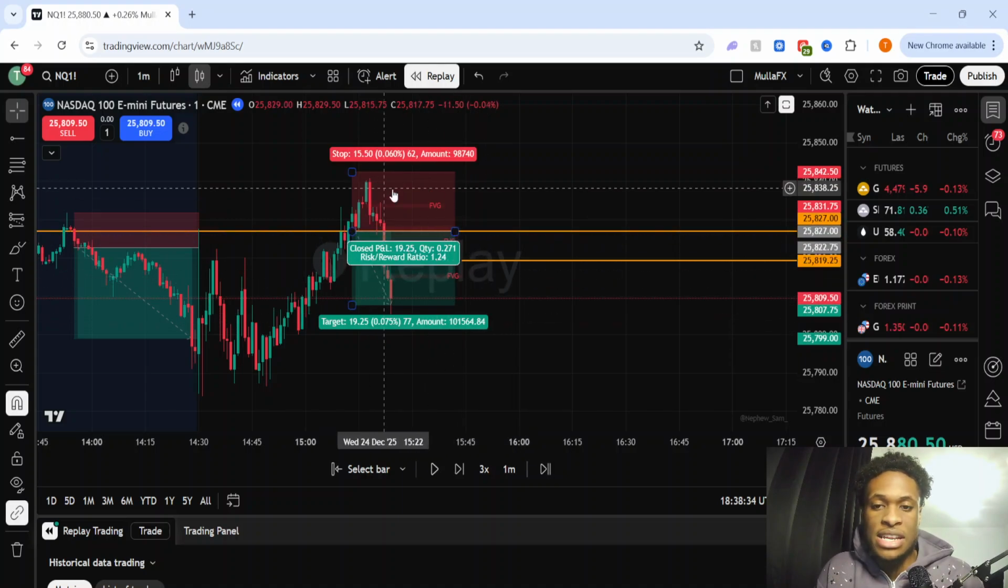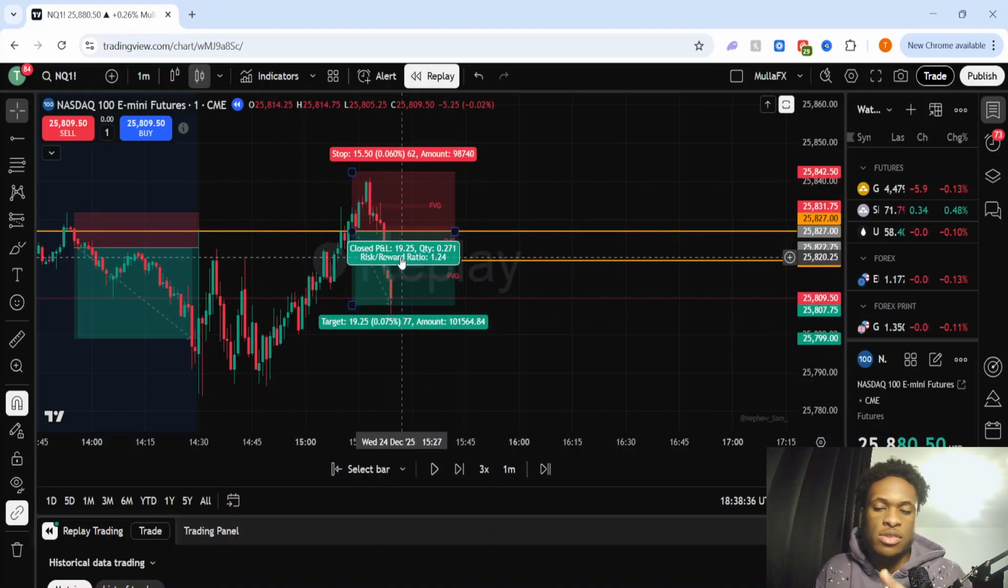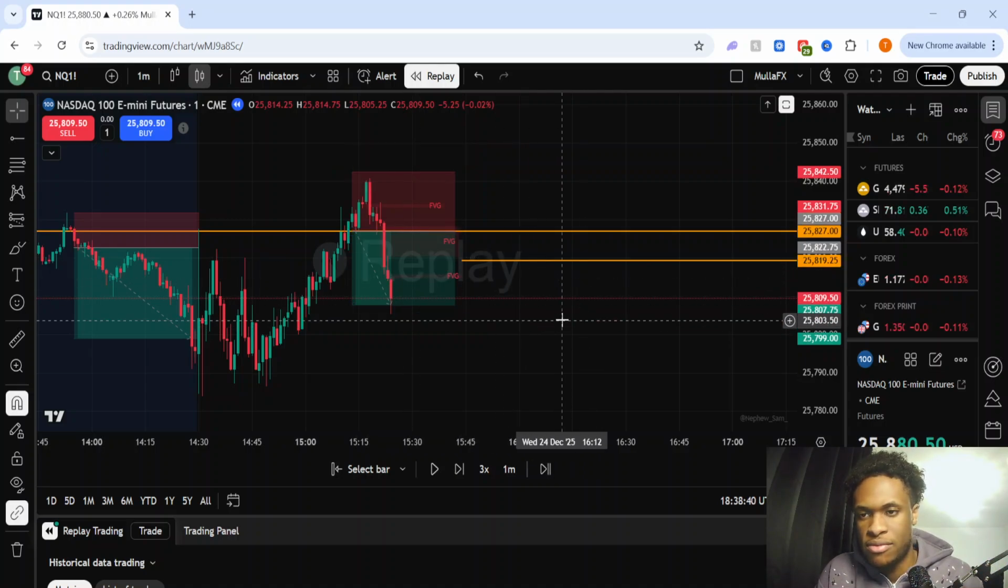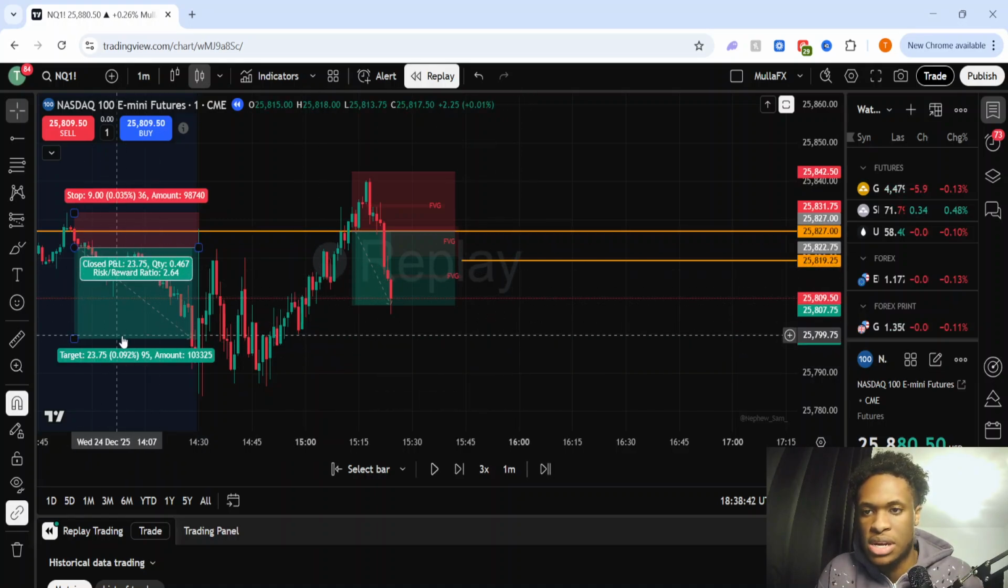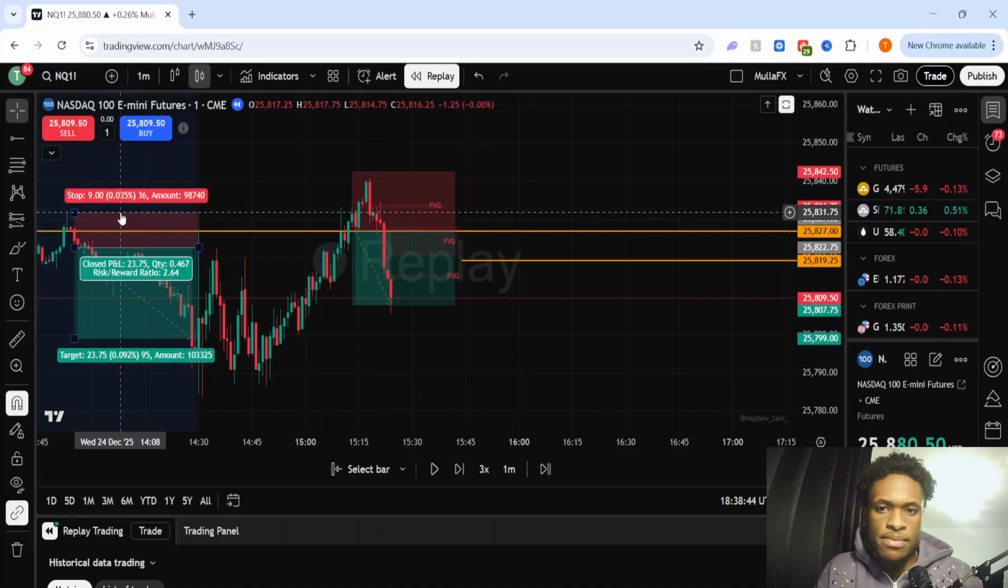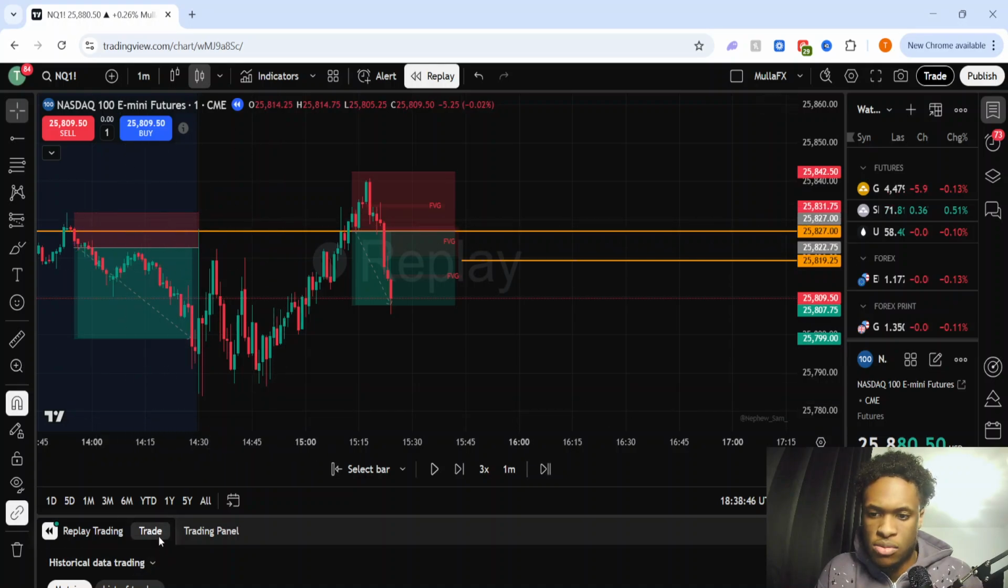Like I said, I didn't take this trade on the accounts, but I took it on the paper side of TradingView. But I took this on the main account as well. Not sure if I'll be able to show you on my Tradovate.